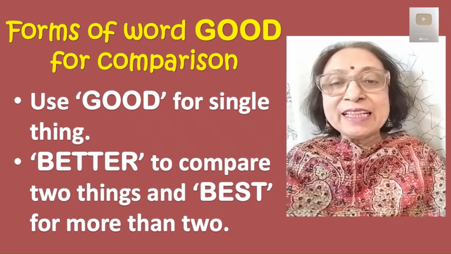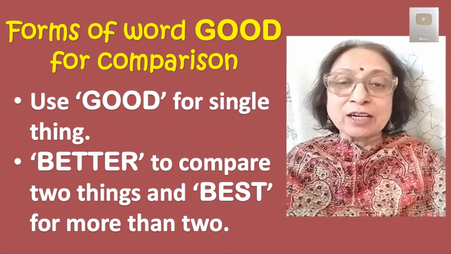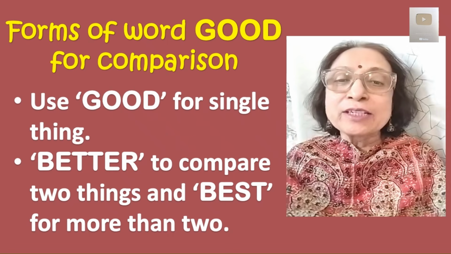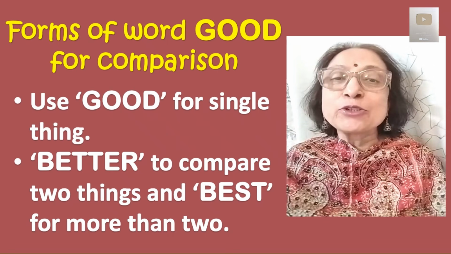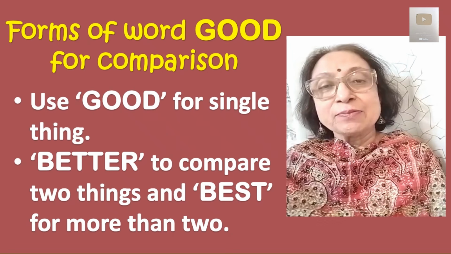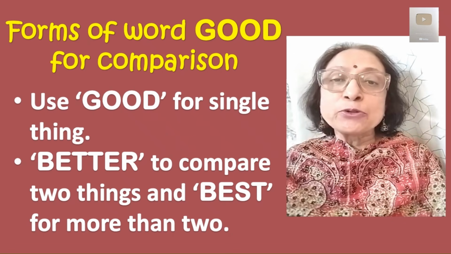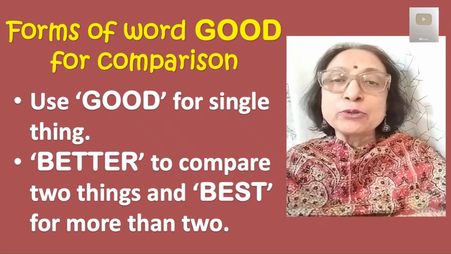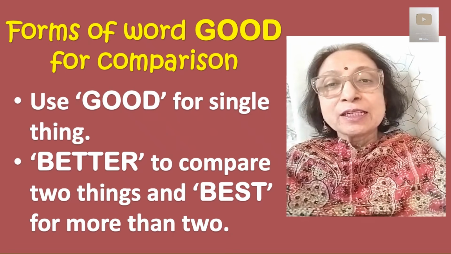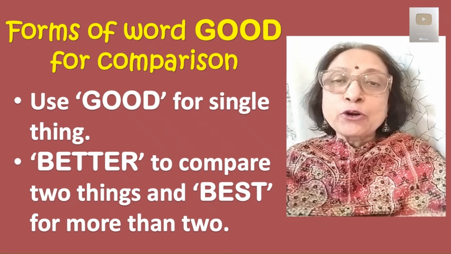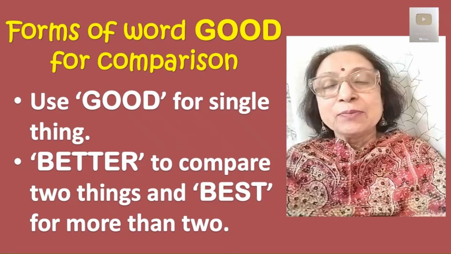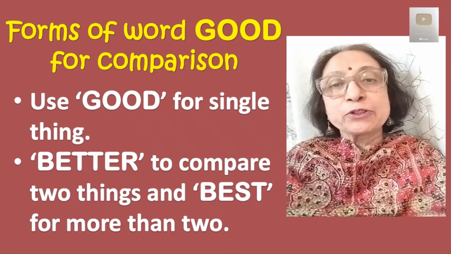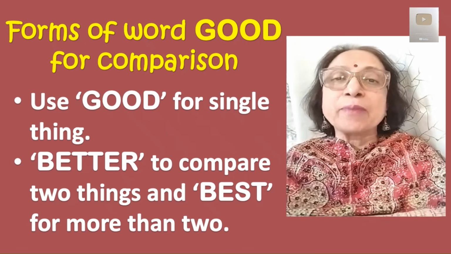If you want to say that there are two things which are good, and you want to compare the two, you cannot use the word good. Then you need to use the word better. Same if you want to use it for more than two, then you have to use best. So good, better and best. These are three levels of comparison of the adjective good. We call it degrees of comparison.